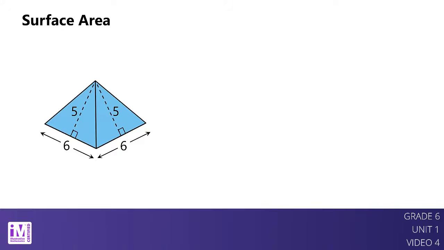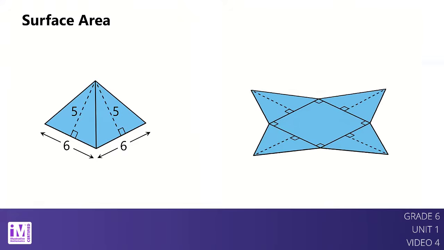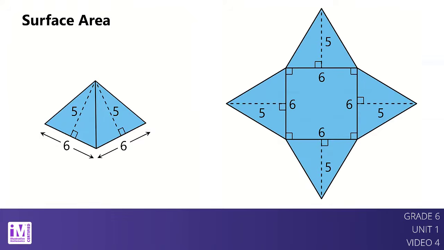Here's another example. How can we find the surface area of this square pyramid? We can find the areas of all the polygons in the net and add them together. So what would the net of this pyramid look like? A square pyramid has a square and 4 triangles for its faces.